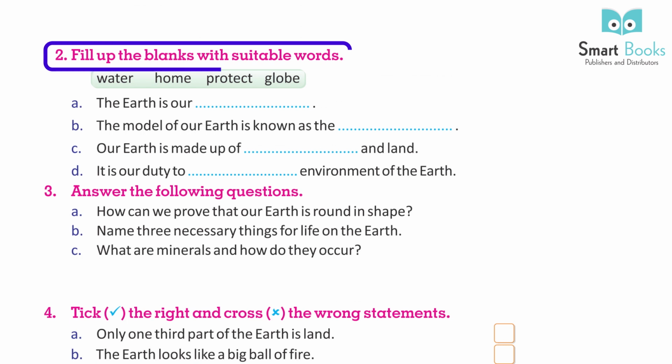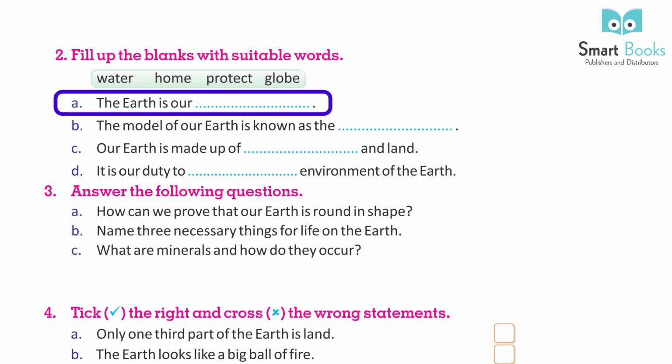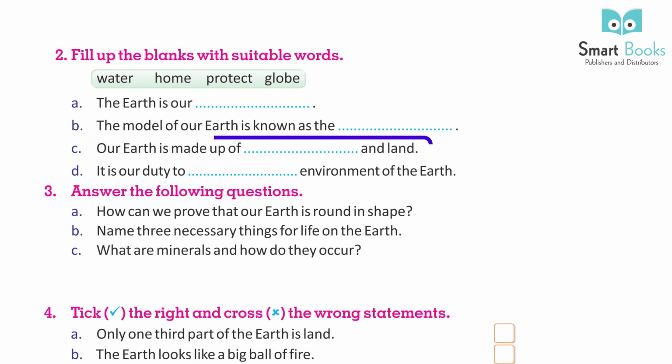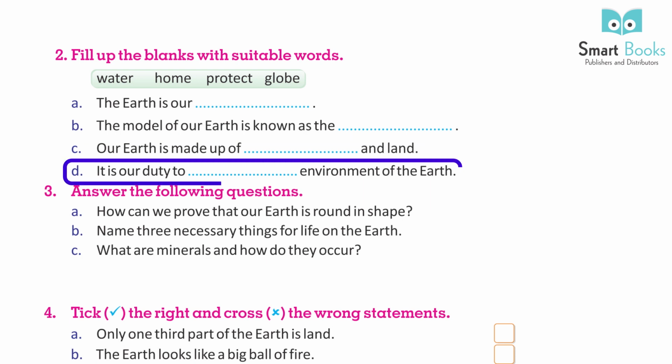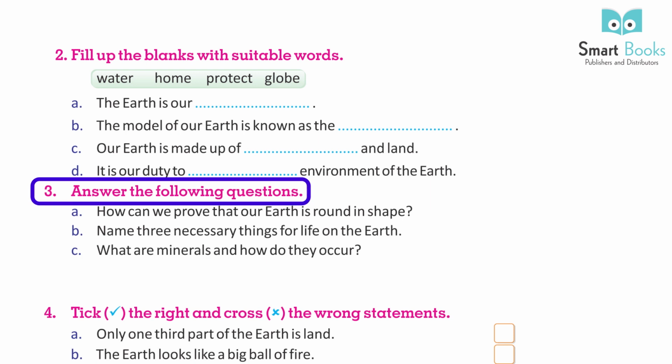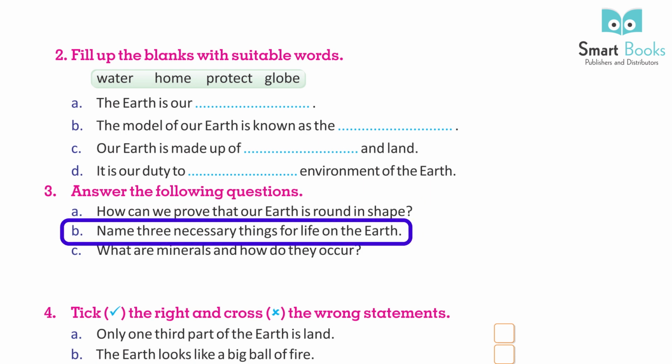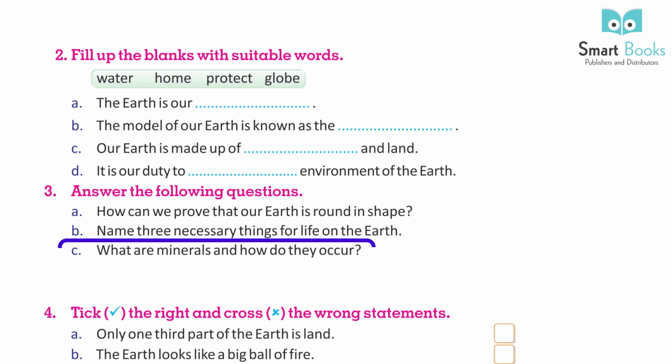2. Fill up the blanks with suitable words. A. The Earth is our dash. B. The model of our Earth is known as the dash. C. Our Earth is made up of dash and land. D. It is our duty to dash environment of the Earth. 3. Answer the following questions. A. How can we prove that our Earth is round in shape? B. Name three necessary things for life on the Earth. C. What are minerals and how do they occur?